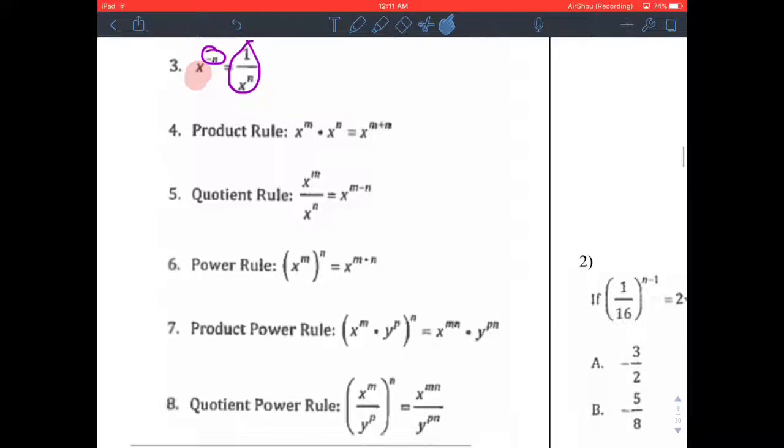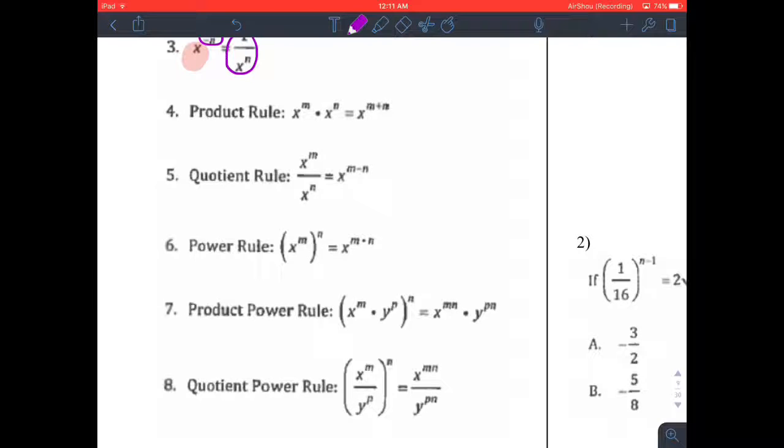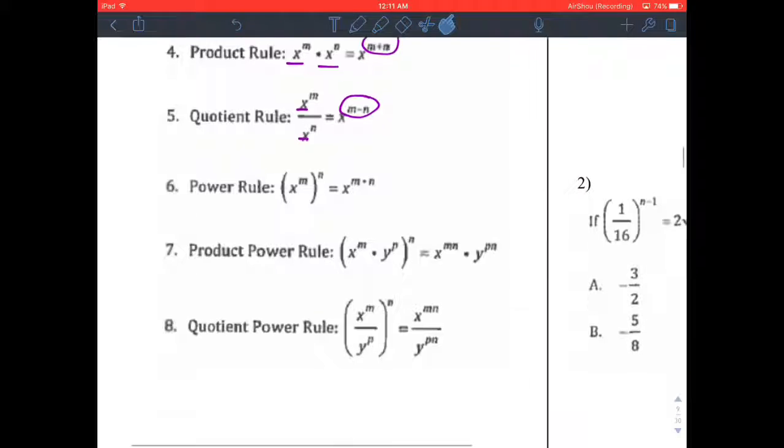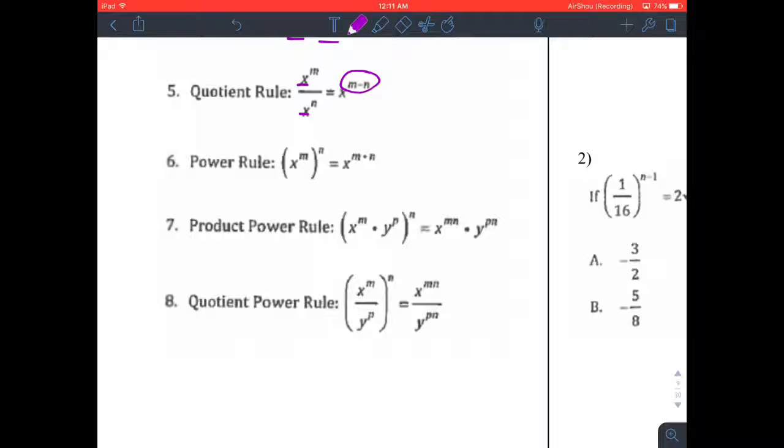The product rule says that if you're multiplying the same bases, you are to add the exponents. Quotient rule says if you are dividing with the same base, x in this case, subtract the exponents, top minus bottom. The power rule says that if you have an exponent to an exponent, you multiply the exponents.